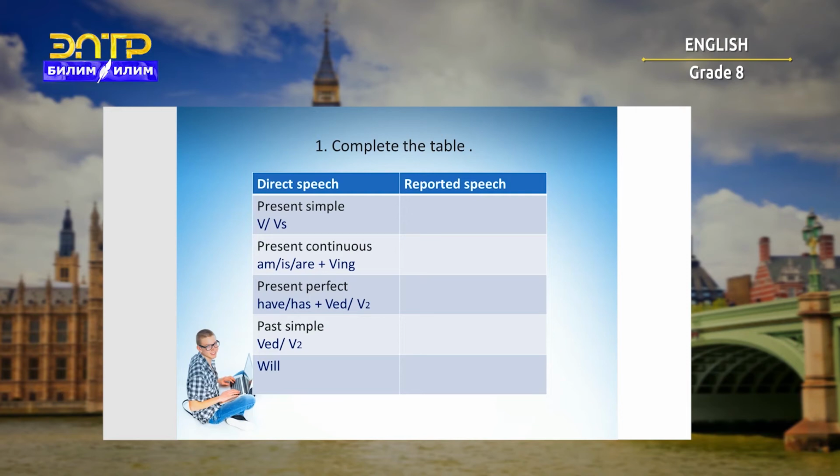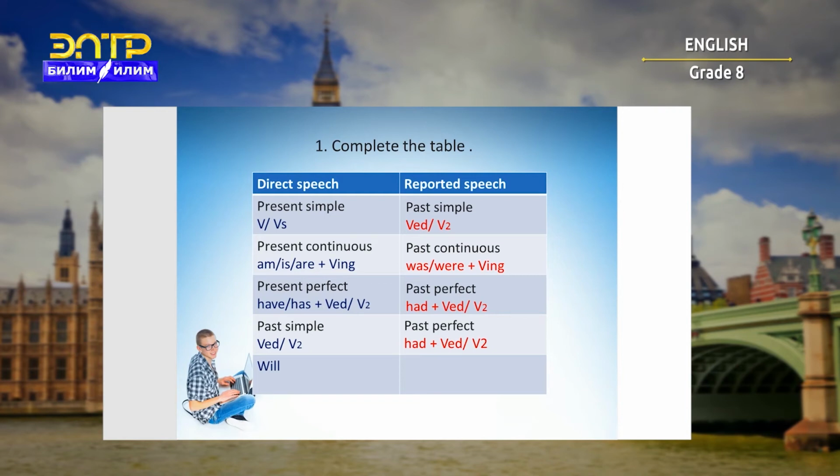Now, let's see what you have. Present simple changes to past simple, and you can see the verb forms. Present continuous changes to past continuous, and you can see the changes in verb forms. Present perfect changes to past perfect. Past simple also changes to past perfect. And will changes to would.